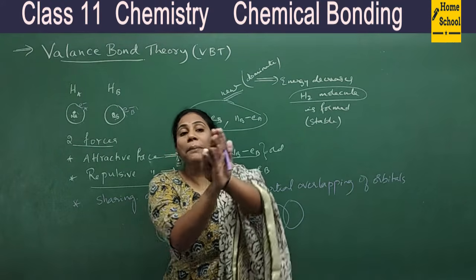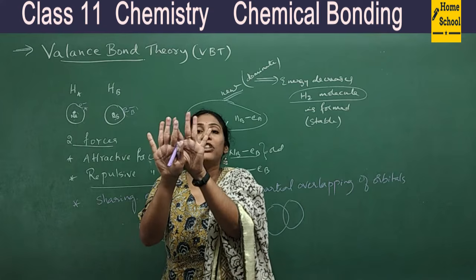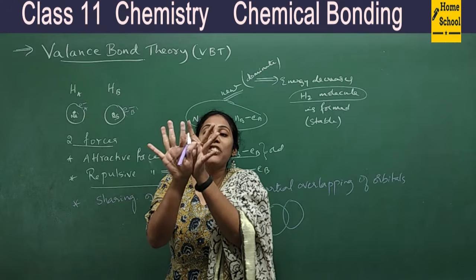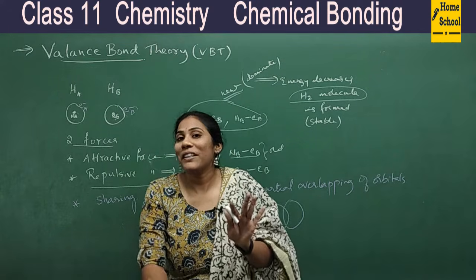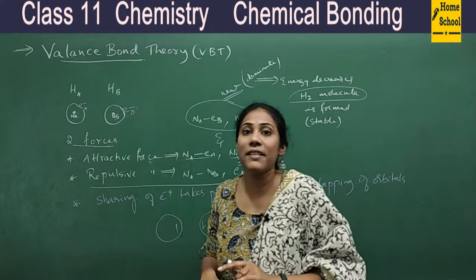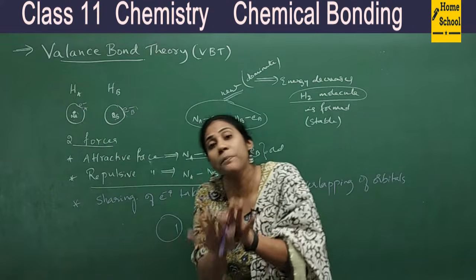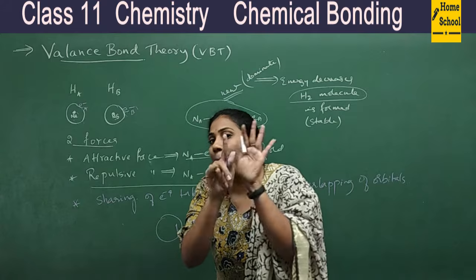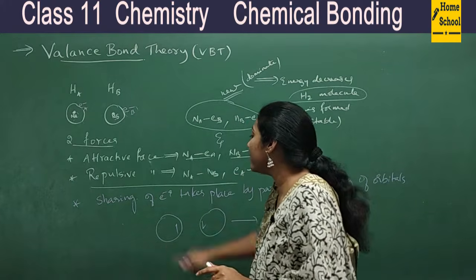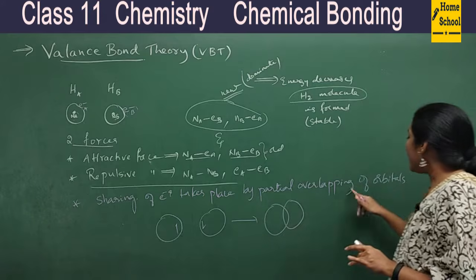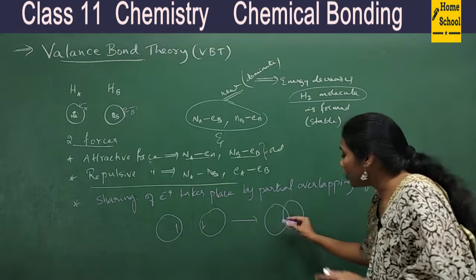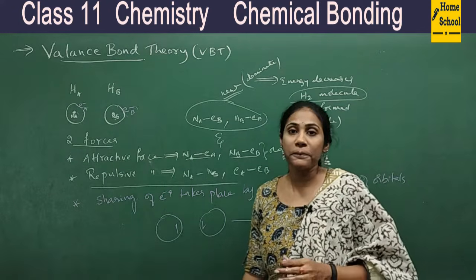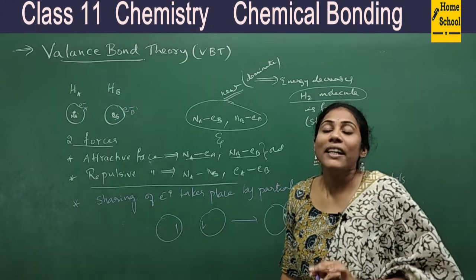So they should not overlap completely. This is called complete overlapping. This is called partial overlapping. Only when they overlap partially, these two electrons can be shared between them. So that is how sharing actually takes place. So sharing takes place between two atoms when atomic orbitals containing electrons overlap partially. That's why I have written sharing of electrons takes place by partial overlapping of orbitals. Only then can sharing take place and a strong covalent bond be formed. Right? So this point is very, very important.